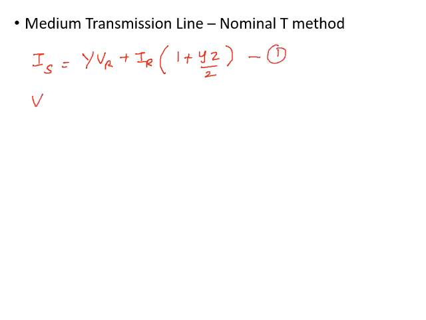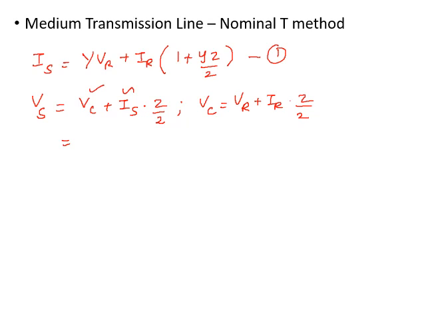Now coming back to Vs. So Vs, as we wrote before, is equal to Vc plus Is into Z by 2. So we got the expression for Is. We already wrote the expression for Vc, which is equal to VR plus IR into Z by 2. So substituting back in Vs, we know Vc and we know Is, so substitute for Is and also for Vc.